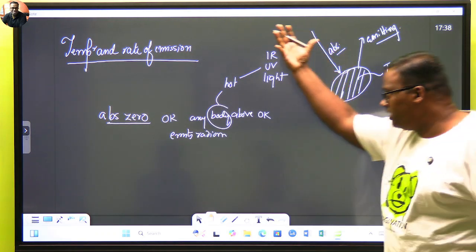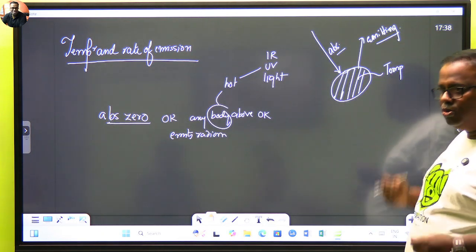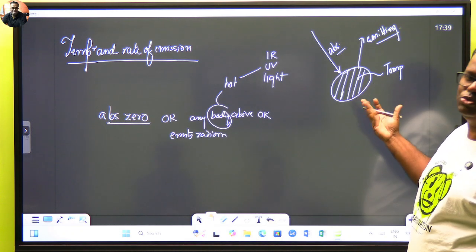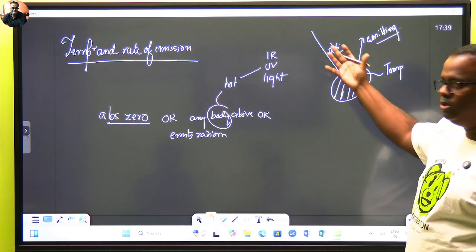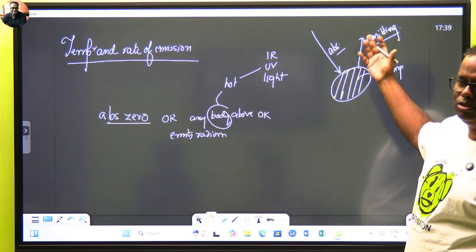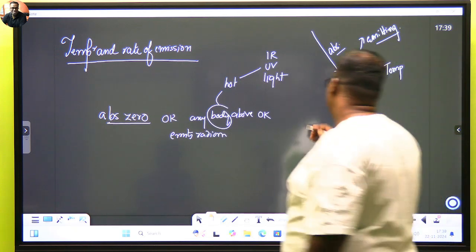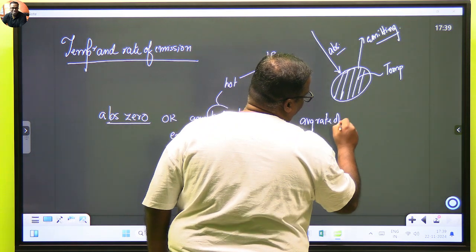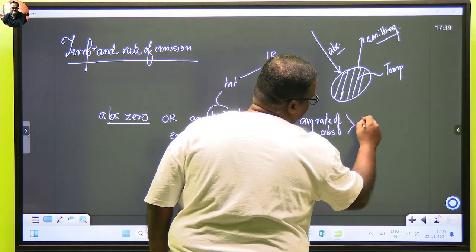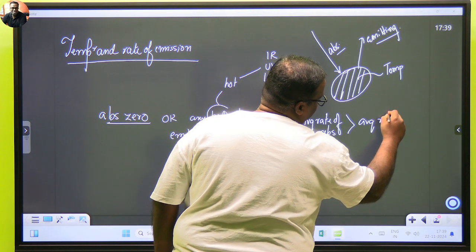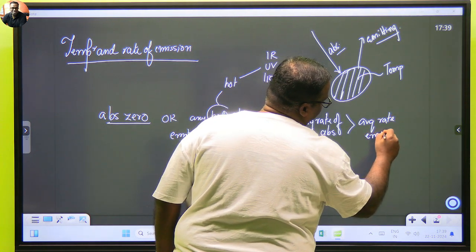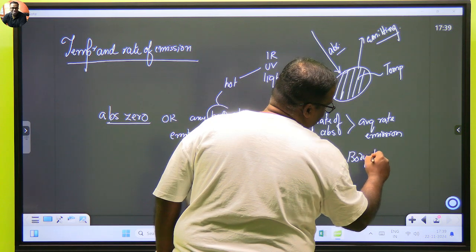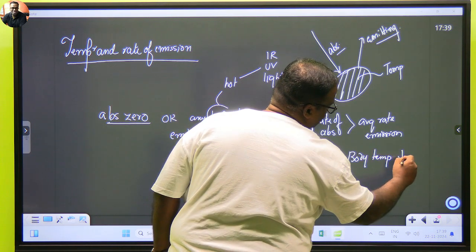It's just like eating. If you eat more and you exercise less, you're going to swell up. And if you eat less and burn out more, you're going to slim down. So we say if the average rate of emission is greater than the average rate of absorption, then what happens? Body temperature will come down.